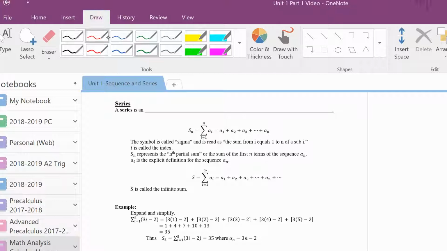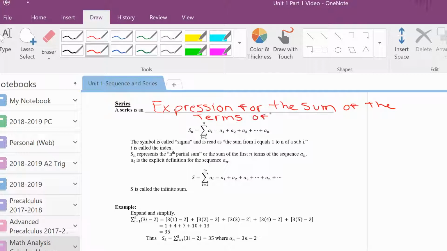We've talked about sequences and explicit and recursive definitions. Now a series is an expression for the sum of the terms of a sequence. So basically with a sequence, we just list the terms. With a sum, or a series, we're actually going to add the terms together.